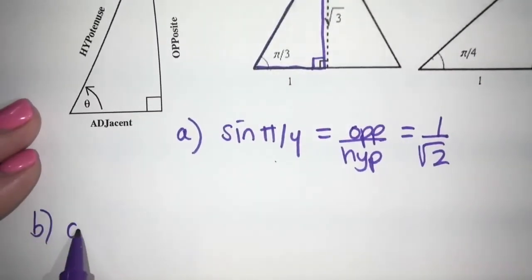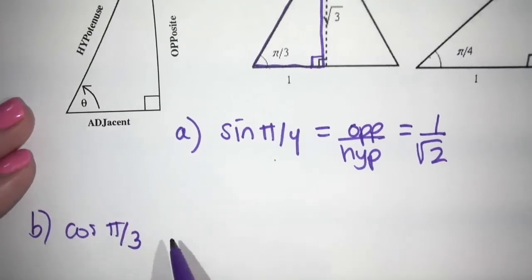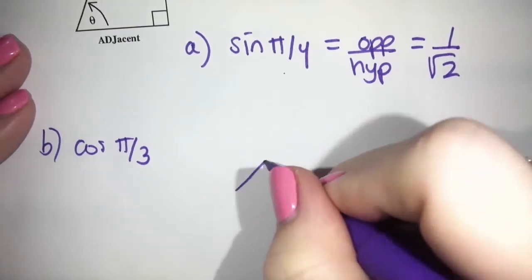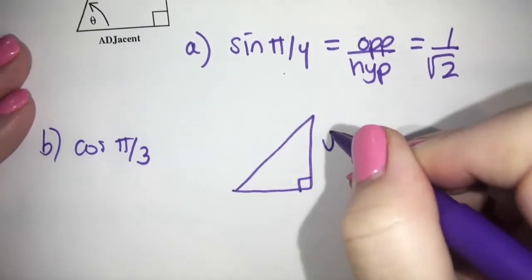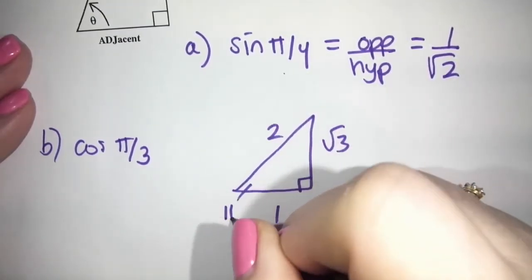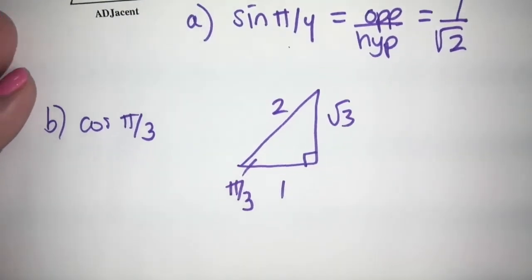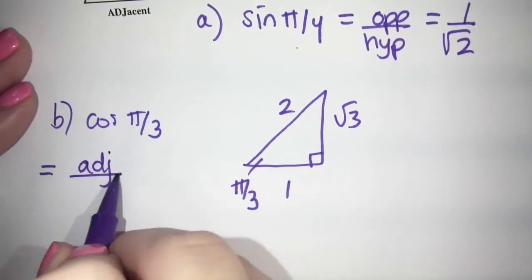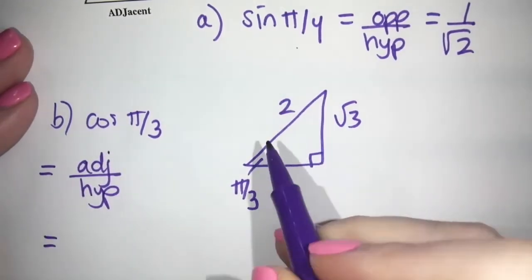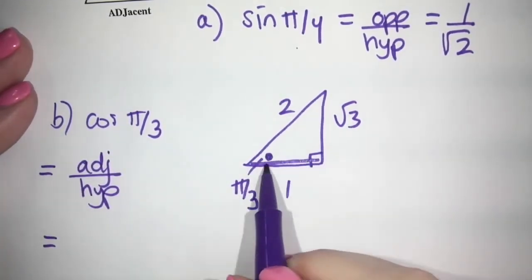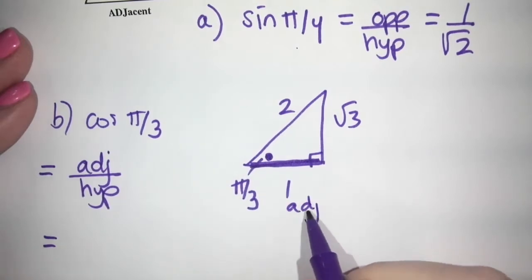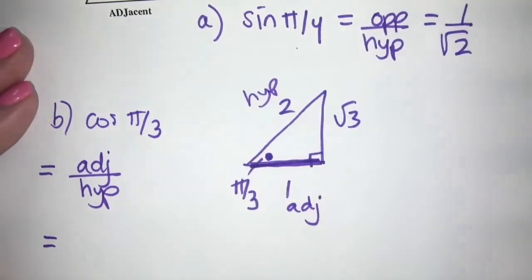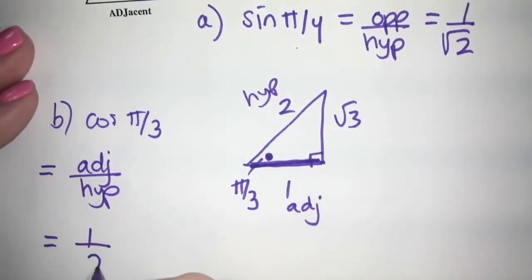So if we want cos pi over 3, what would we get? Well, let's practice drawing your triangle. So root 3, 2, 1, pi over 3 is at the bottom. And so cos, SOHCAHTOA is adjacent over hypotenuse. So from pi over 3, the adjacent is the touching side. So it's touching the pi over 3, and hypotenuse is always across from the right angle. So we get 1 over 2, or 1/2.